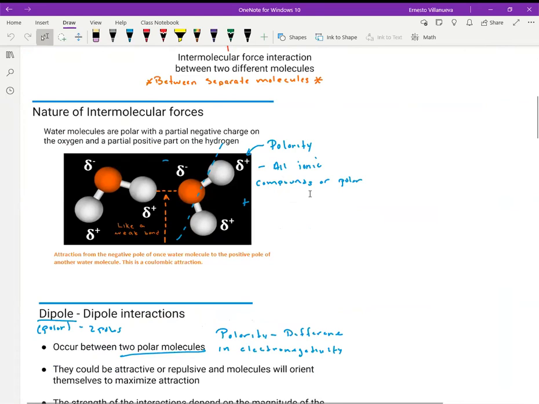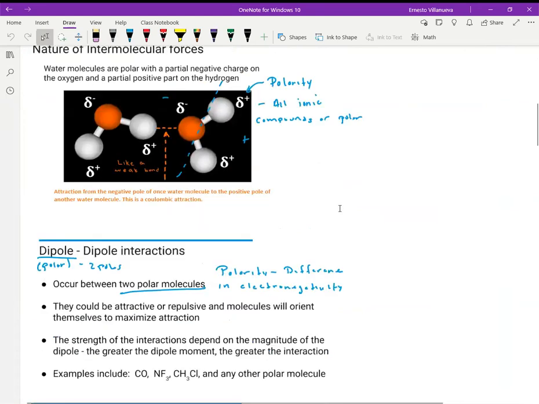So the first one that we're going to discuss is called a dipole-dipole. This occurs between two polar molecules. You'll know it's a polar molecule if it has a distinctly negative or distinctly positive edge.